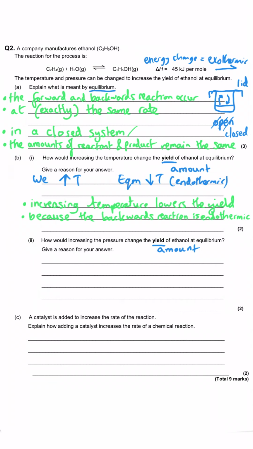We could say that the equilibrium is shifting left, and that would lower the yield. Either of those is fine.